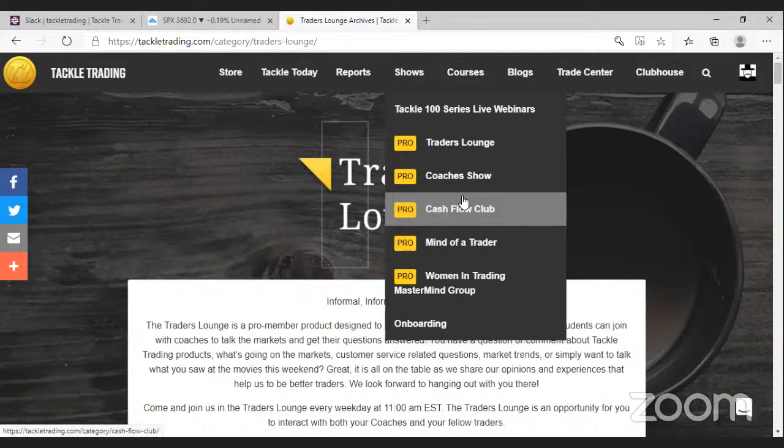Because let's face it, once you know how to do a bull put spread, you know how to do a bull put spread. That's not the hard part. Managing it is. What do I do if it doesn't do anything? What do I do if it moves my way quickly or moves against me quickly? So we can really have those discussions on building and managing those cash flow strategies every Thursday night over in the Cash Flow Club.